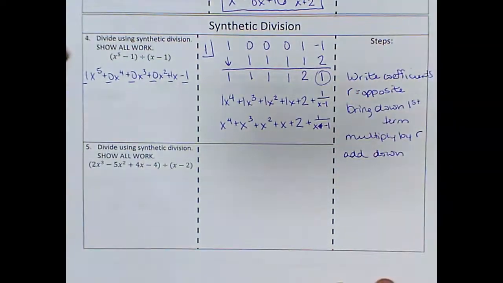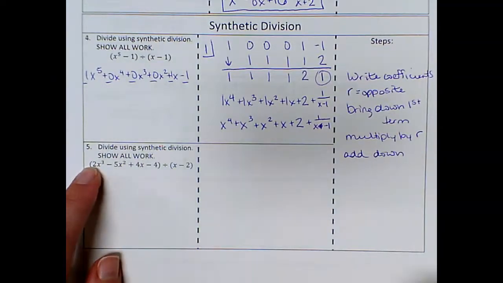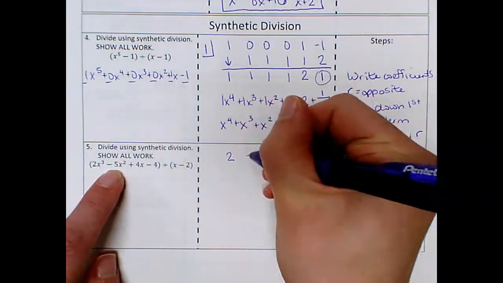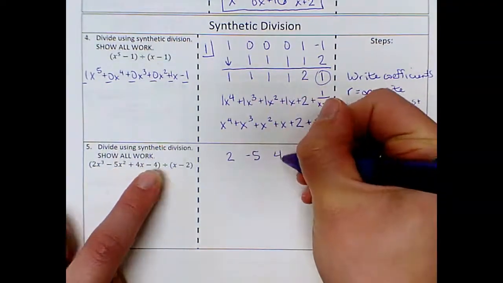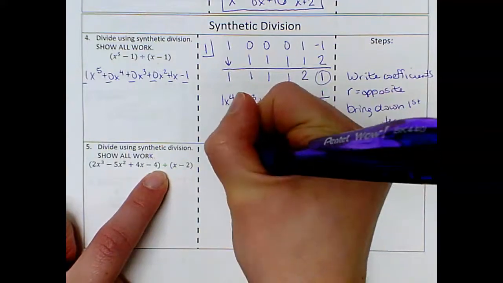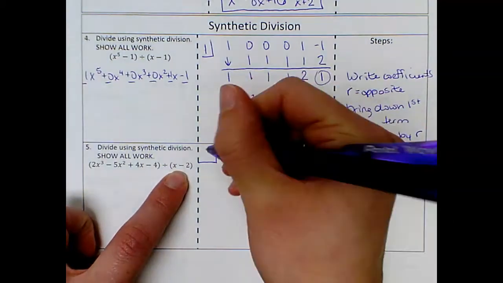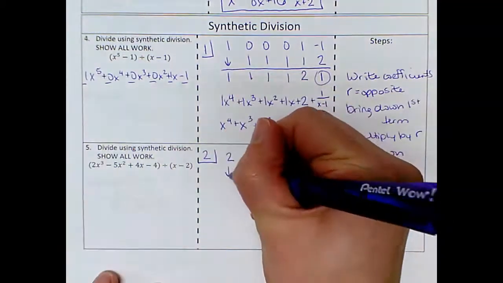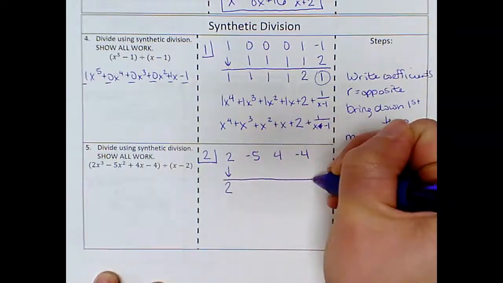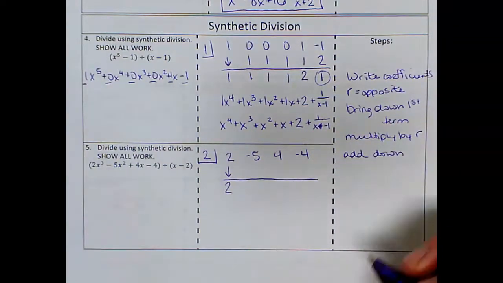So the idea is the same in number 5. We're going to write the coefficients. So I have a 2, negative 5, 4, negative 4. My R value is the opposite of negative 2. I bring down my first term, and I go into my cycle of multiplying and adding.